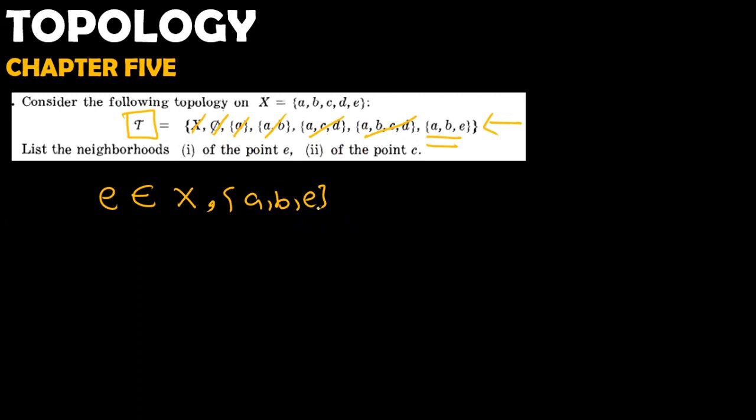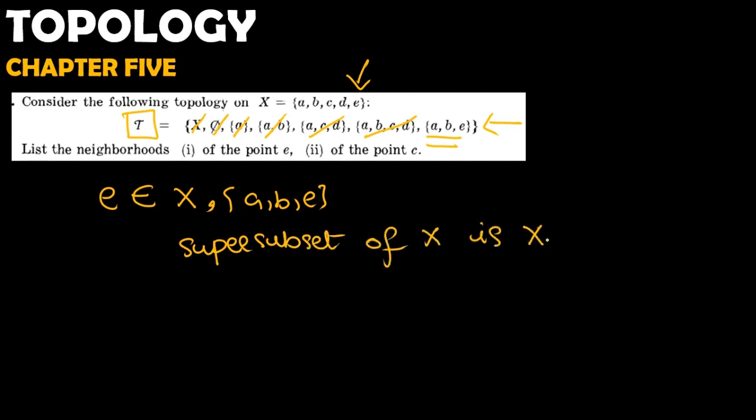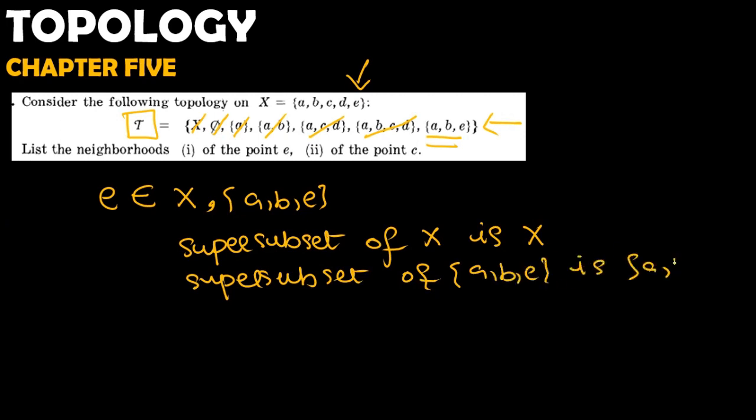So the supersets of X containing E are, remember that every set is a superset of itself, so the superset of X is X. And the superset of {A, B, E} is itself, {A, B, E}. So we have found two neighborhoods.